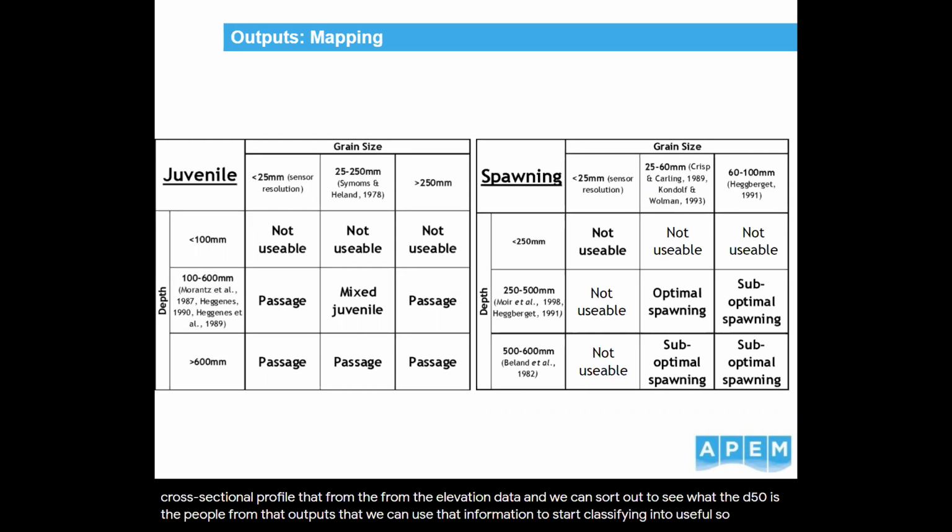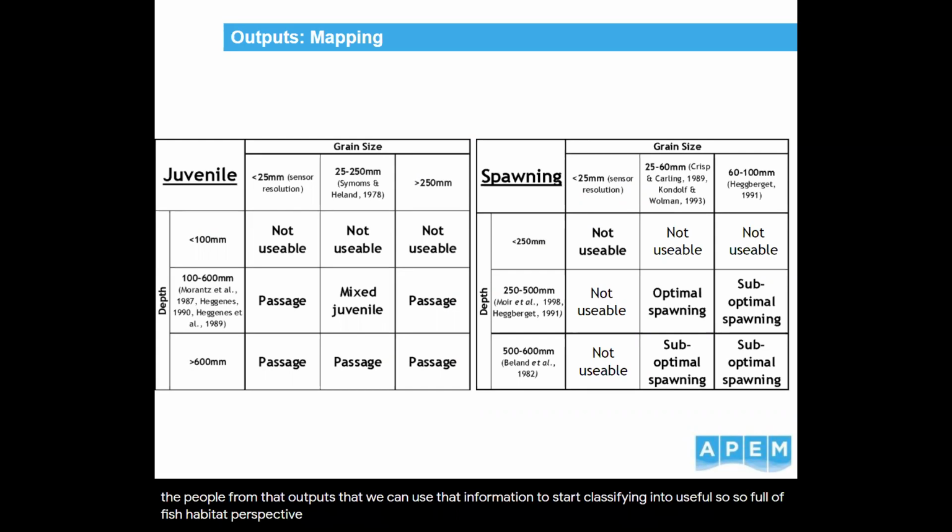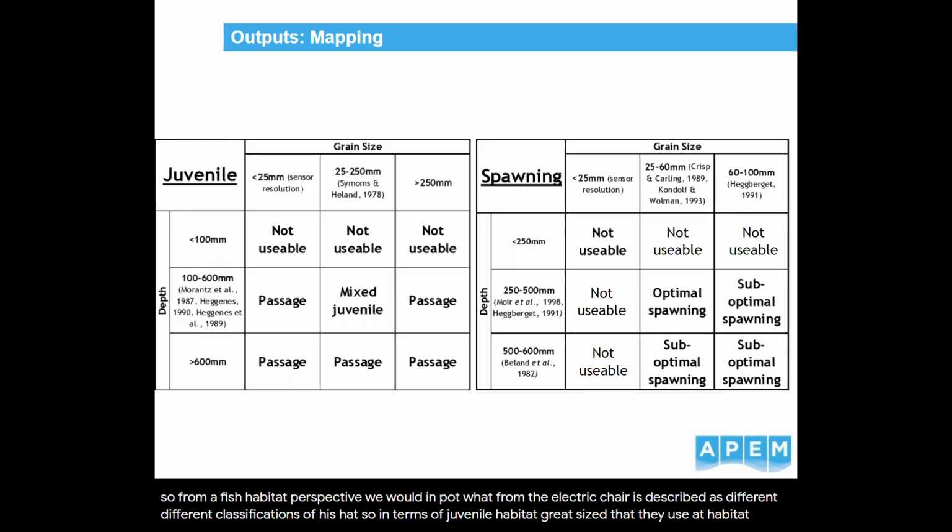So from a fish habitat perspective, we would input what the literature describes as different classifications of fish habitats. So in terms of juvenile habitat, those juvenile salmonid fish would require a certain grain size that they use as their habitat, and also a certain depth.